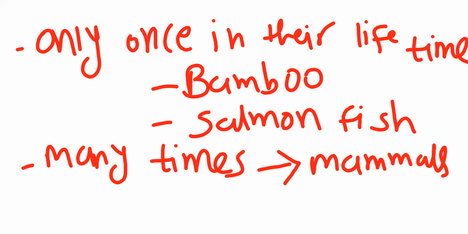Can I consider mammals over here? Yes. During that reproductive period, they can reproduce their progeny many times. They can breed many times. So one example is mammals, and another you can take is birds. Most of the birds show this condition. So from this point of view, an organism reproduces either only once in its lifetime or many times. Once in a lifetime: for example, Pacific salmon fish and bamboo. Many times: mammals and birds.